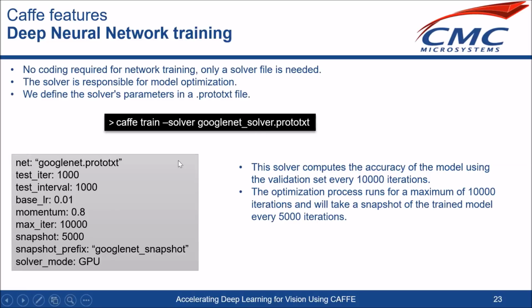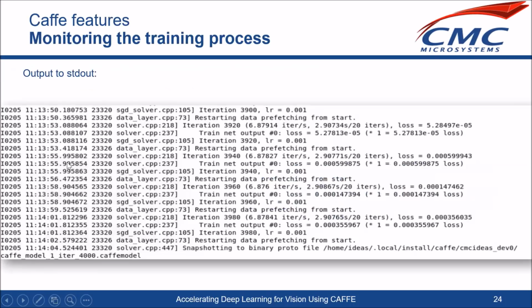You need a solver, and you need to provide the name of your prototxt. The result is an output to stdout. Of course, these results offer a good idea about how the training evolved, but they can also be used to extract very important information on the learning curves of your training, and we are going to see an example of that.